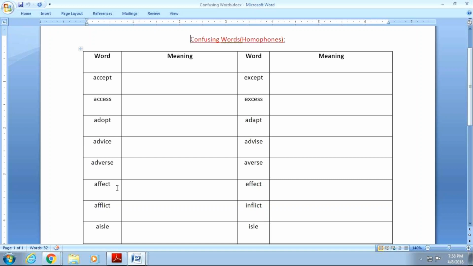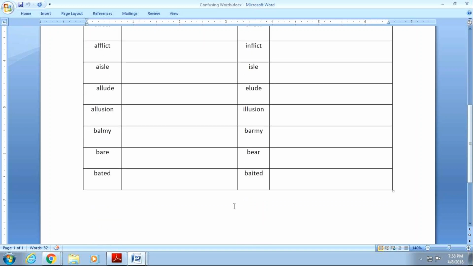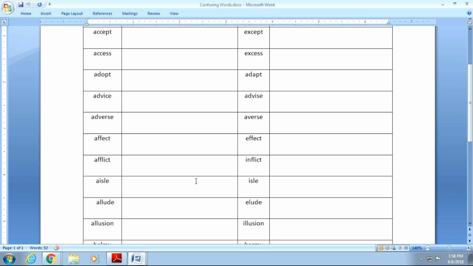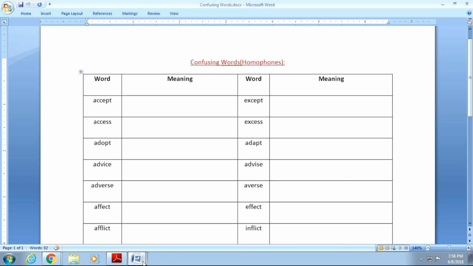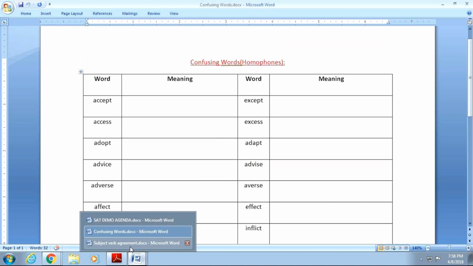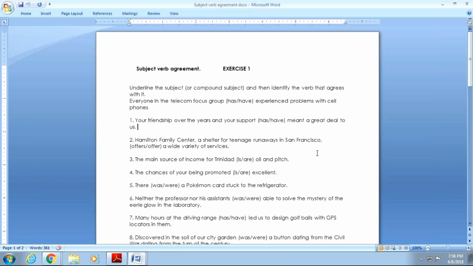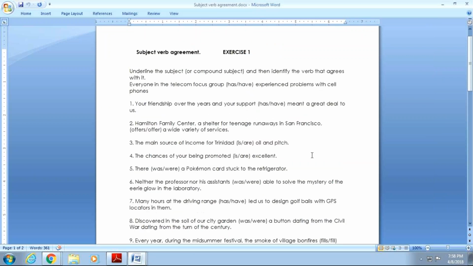Okay, and we have a few more homonyms or confusing words to discuss. But let's move on to the next important testing point of SAT writing, that is subject-verb agreement. I hope you can see the document of exercise 1, subject-verb agreement.